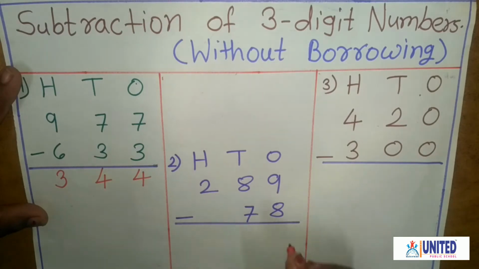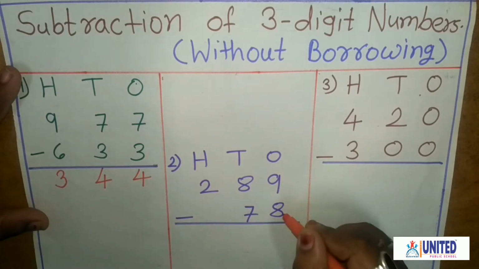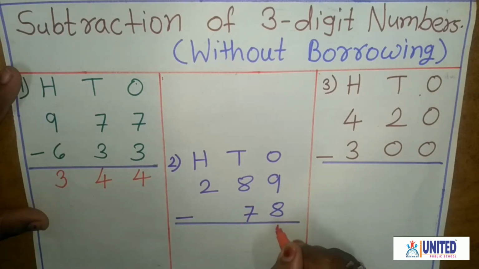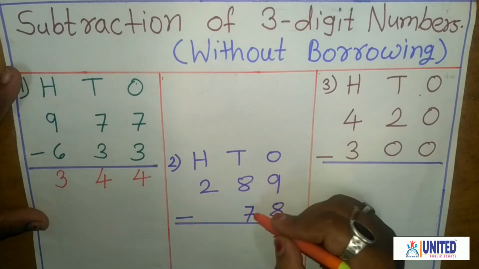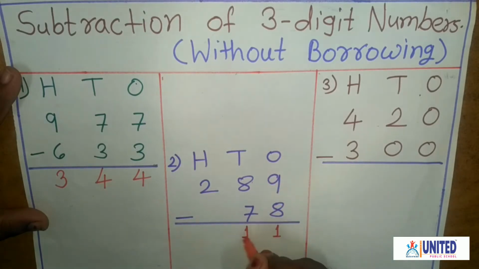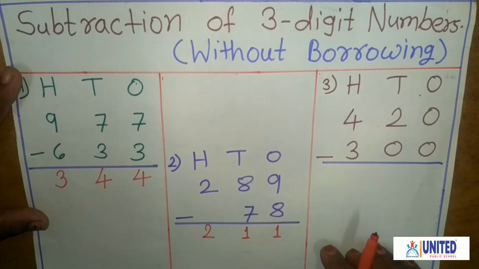Okay, let us see the second one. 9 minus 8, 1. 8 minus 7, 1. Here there is no number to subtract, so you can write 2 as it is. So our answer is 211.